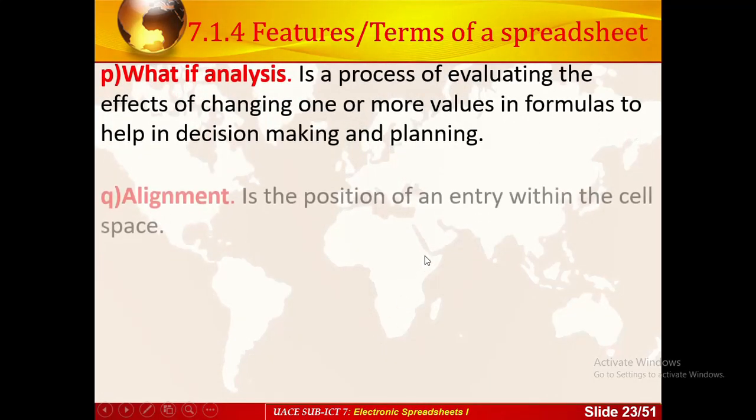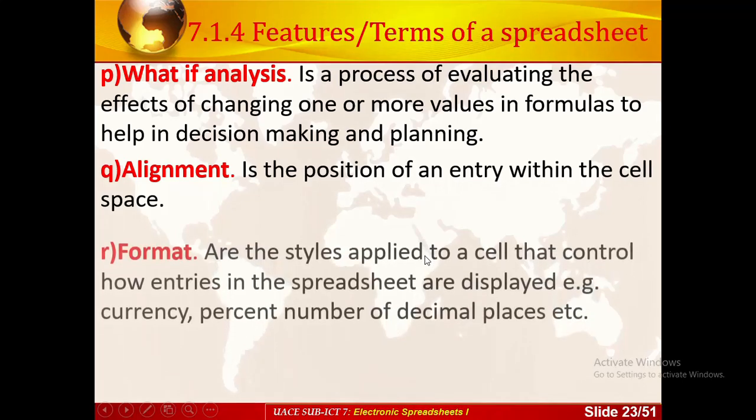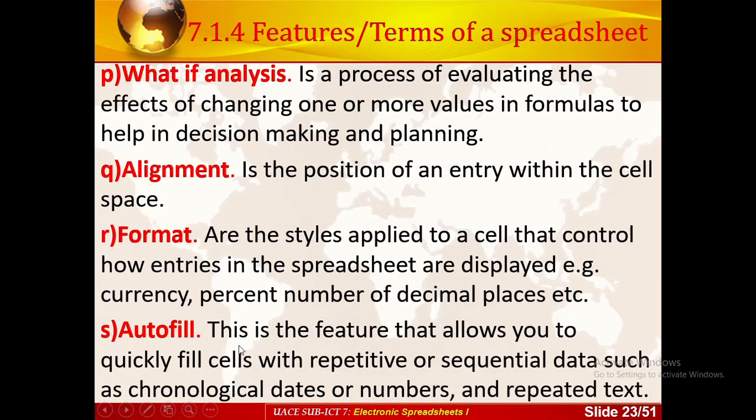There are still more, like what-if analysis. I've talked about it. Alignment, because you can always align and format, and then autofill. This autofill is actually the most important feature here, and it is very important in Excel, whereby it allows you to quickly fill cells with repetitive or sequential data such as chronological dates, numbers, and repeated text. Like if you want a range from 1 up to 100, you don't need to type all the numbers. You just type one or two, then autofill.